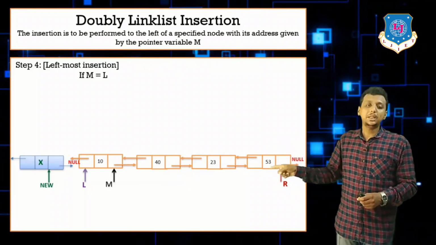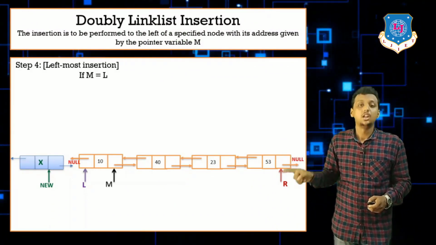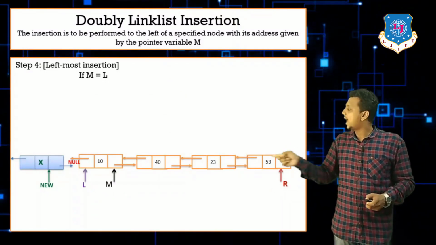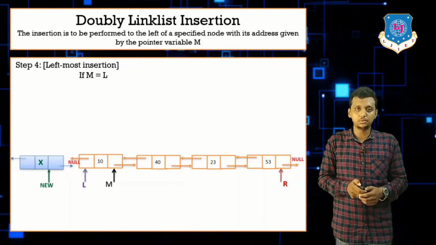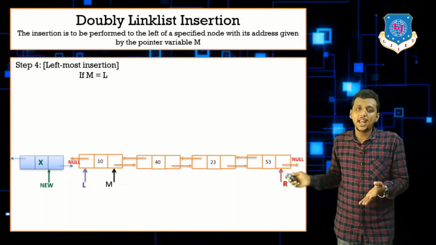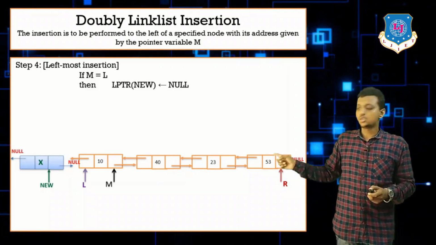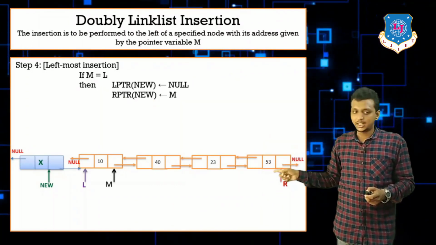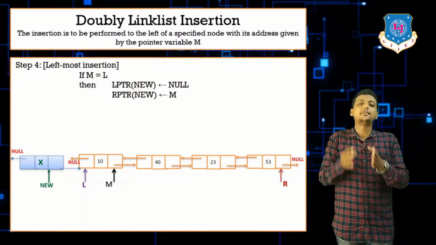So now the RPTR of new is going to connect to L, and LPTR of new becomes null because there is no node on the left side of the new. So RPTR of new is going to point to M or L, whatever you want to write, and LPTR of new becomes null. So here are the two steps, because here L and M both are the same.